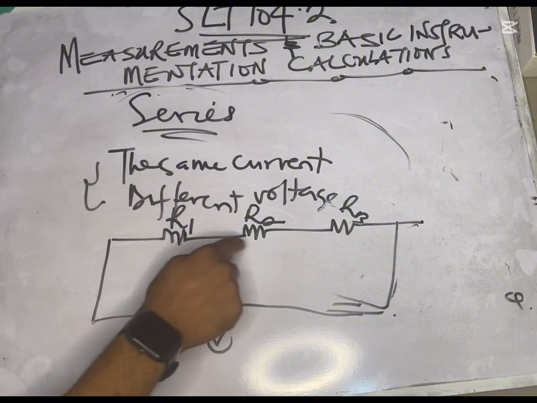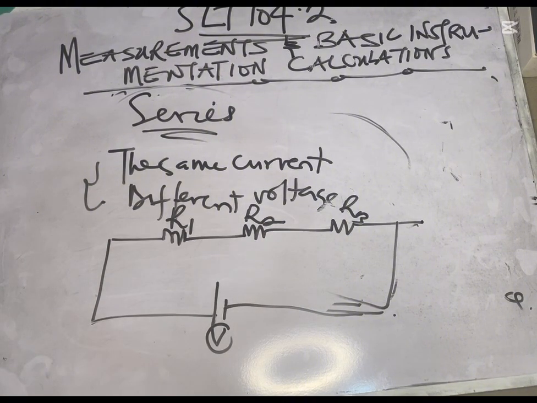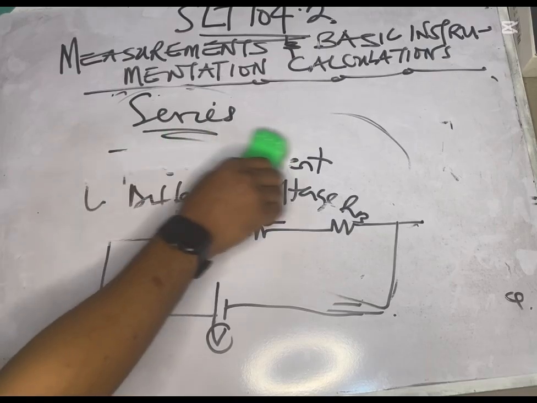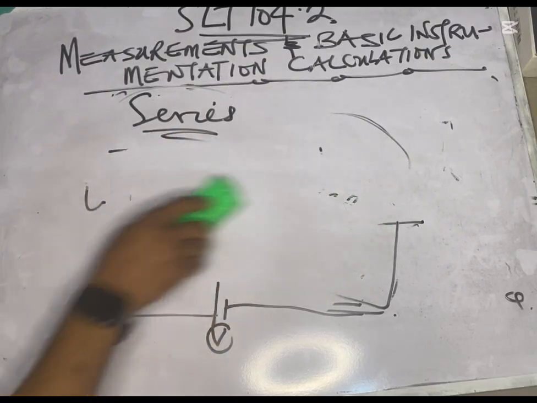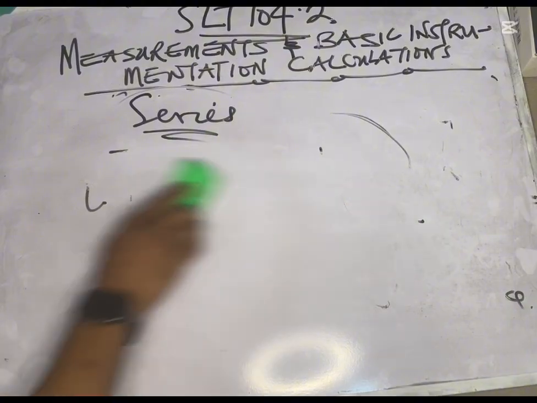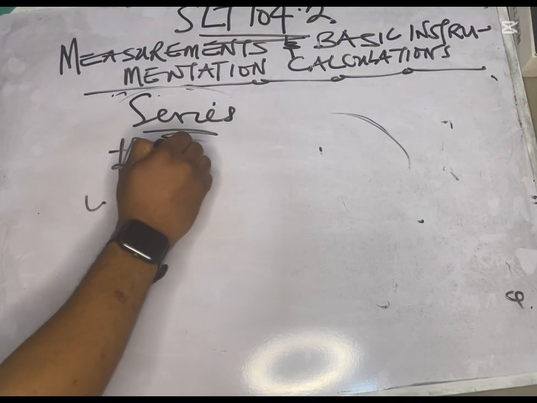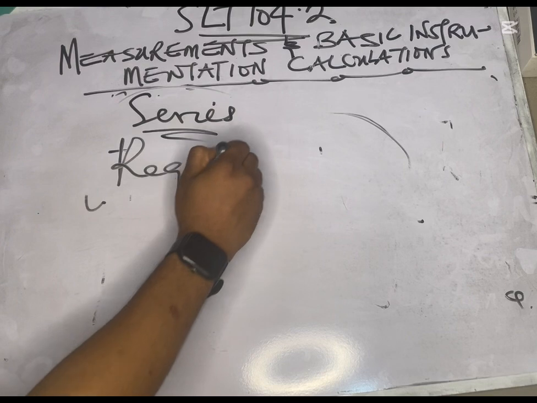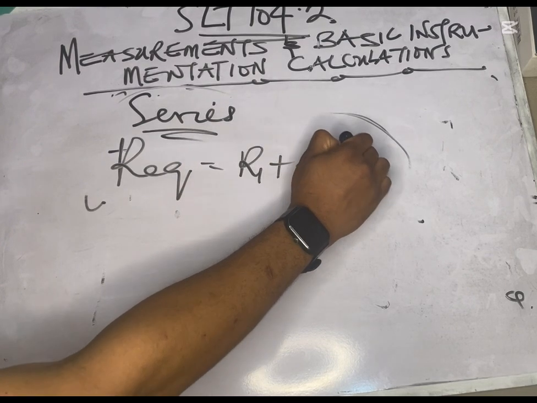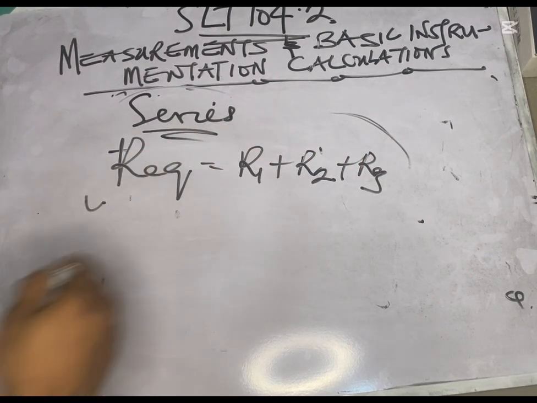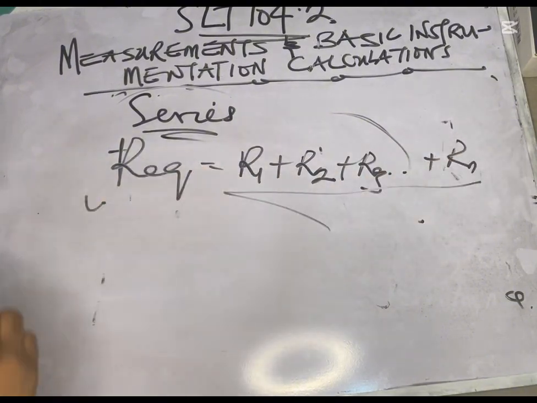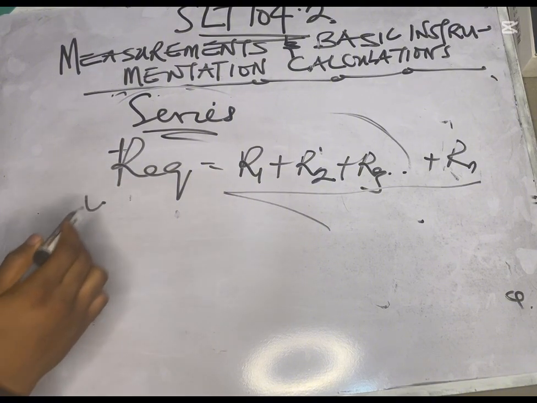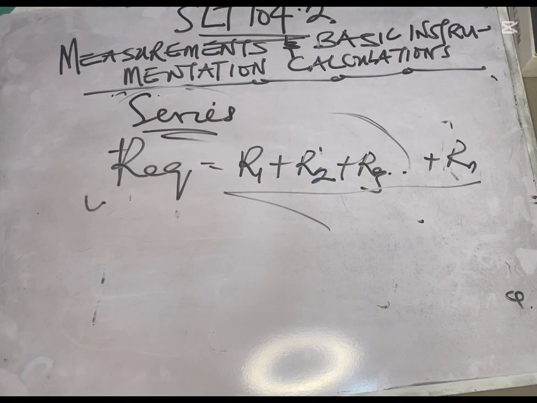Now, how can you calculate the total resistance of these resistors when they are in series? Very simple. Total resistance is denoted as REQ, also known as equivalent resistance. To determine the equivalent resistance for resistors in series, you say R1 plus R2 plus R3, plus Rn, which means that there can be many resistors. We are not limiting the number of resistors in a circuit to three. So they have the same current but different voltages.